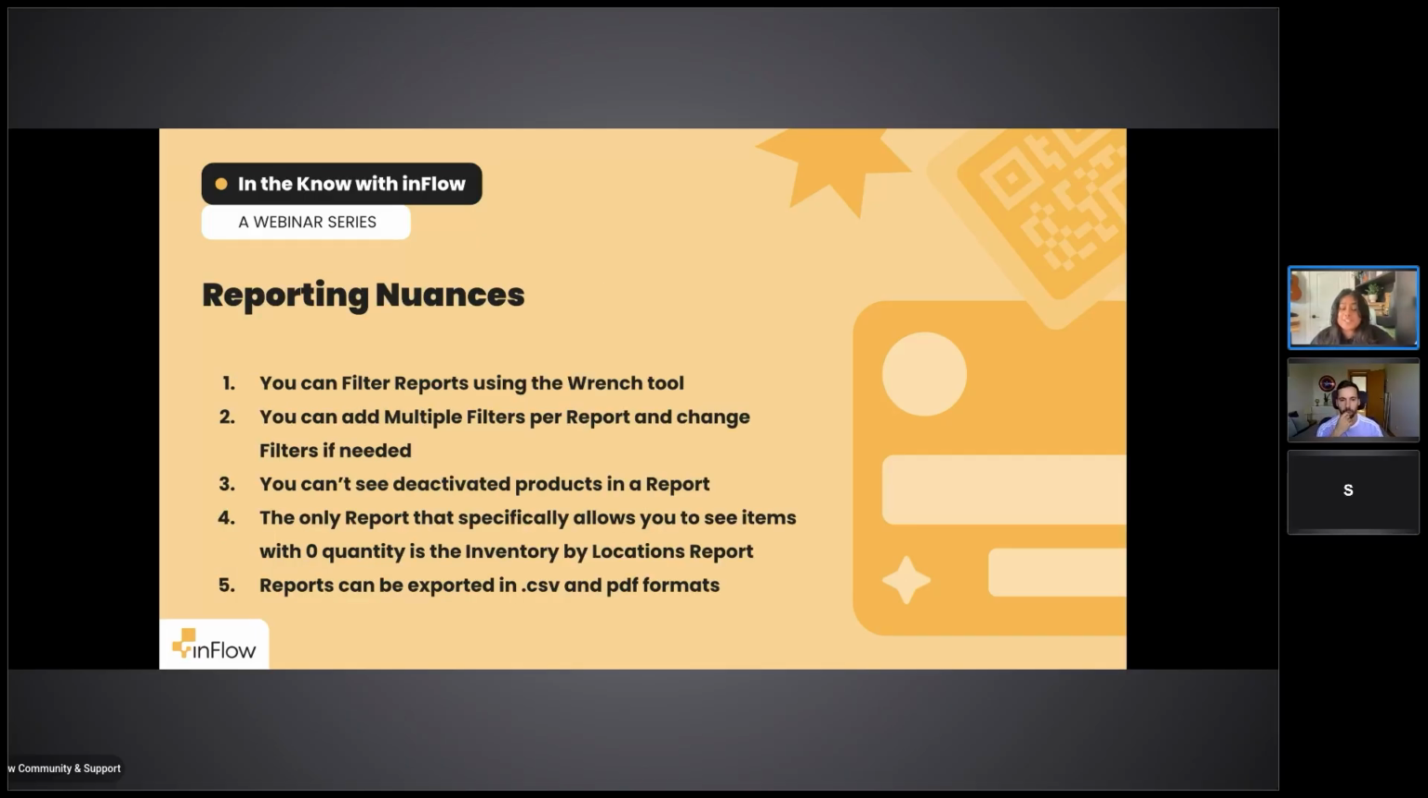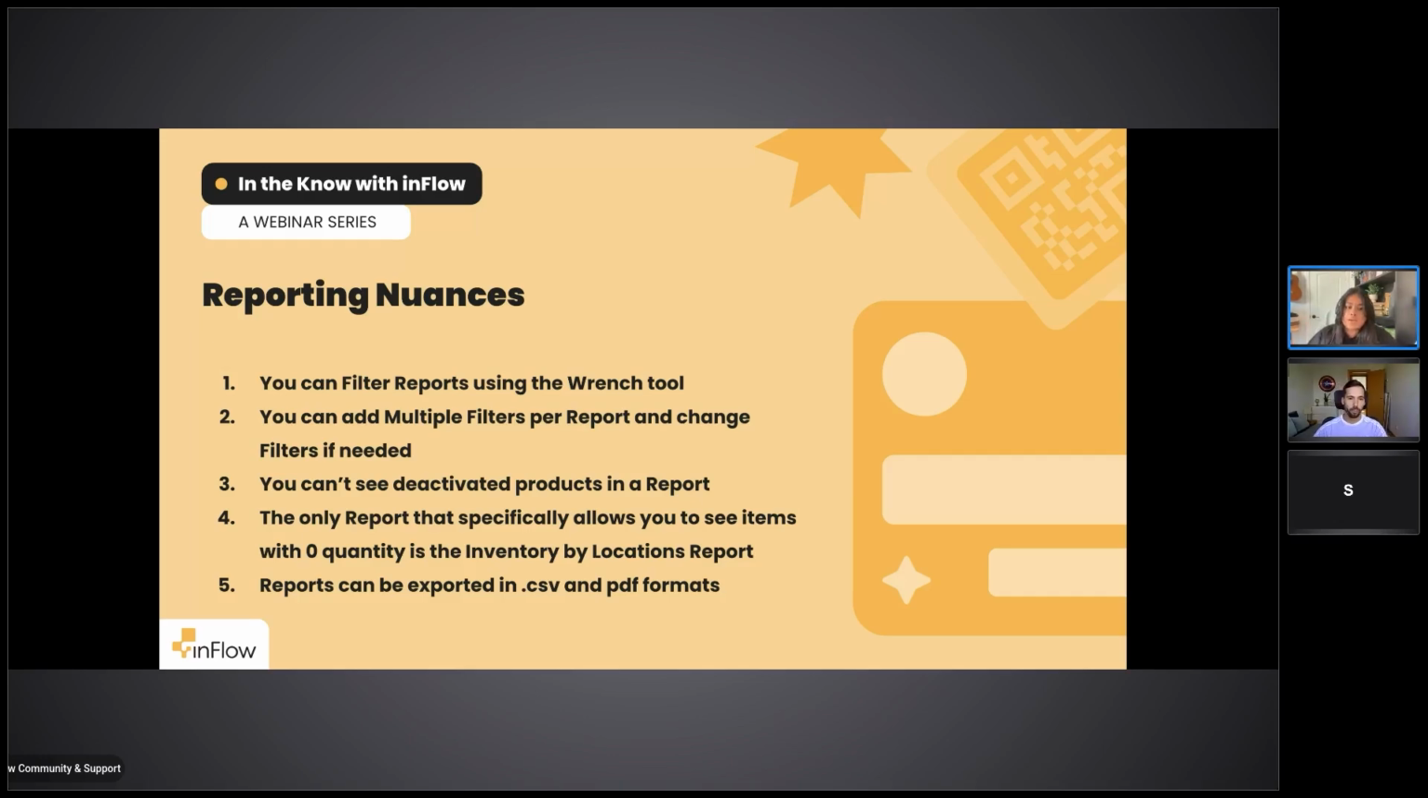These are a couple of reporting nuances. You can filter your reports using the little wrench tool that we have. You can add multiple filters per report and change the filters if needed. You cannot see deactivated products in a report. This is just something I'd like to shout out: the only place you can see a deactivated product is in your actual product page. You cannot see it in a report. So keep that in mind.